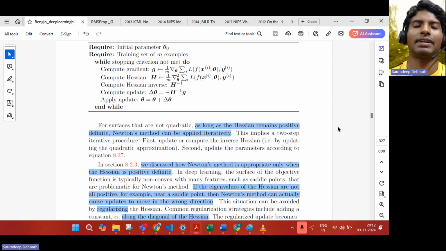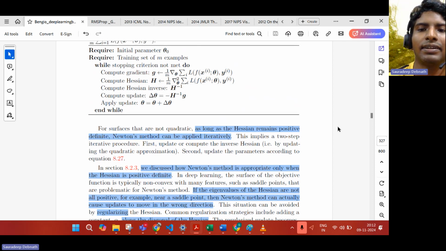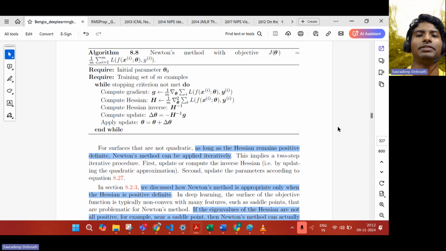Apart from this, another very big disadvantage with Newton's method is that it's a second order method. It takes a lot of computation. There are alternatives like conjugate gradients, but they are still not as computationally simple as gradient descent itself.